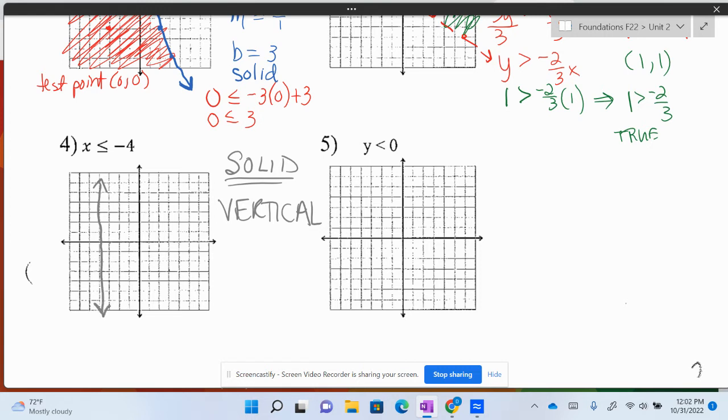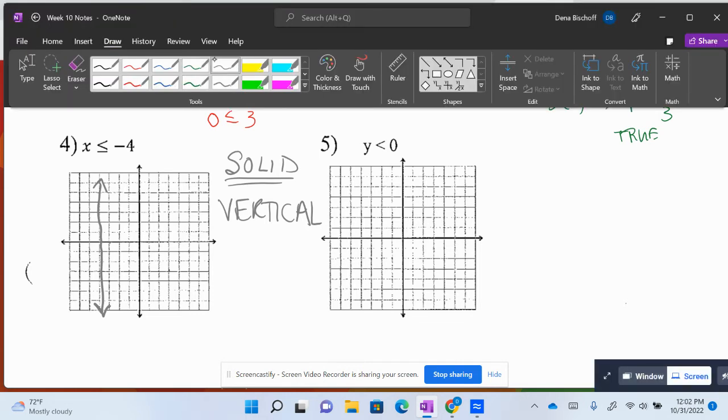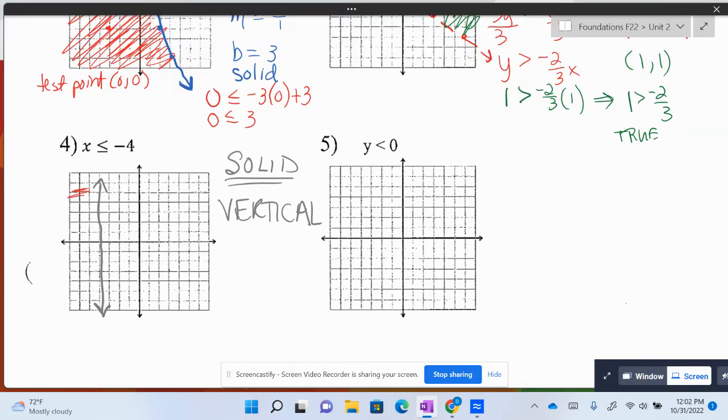What do we know about the symbol for that? We said that if it's less than or equal to, we shade which direction? Look at your notes from above. What direction do we shade in? To the left. This is saying any number that is less than or equal to negative 4 will make this true.